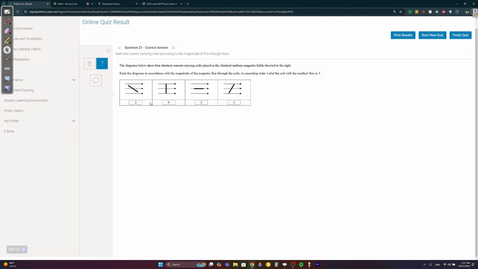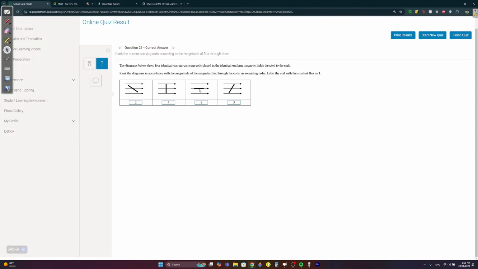21. The diagrams below show 4 identical current carrying coils in an identical uniform magnetic field directed to the right. Rank the diagrams in accordance with the magnitude of the magnetic flux, with the smallest flux as 1. Obviously, the most one will be the one where it's directly perpendicular, which is 4. That's the most. And the least one will be where it's horizontal, 1. And then as theta begins to increase, the closest one to being vertically straight is the second largest magnetic flux. And the one left is just this one.